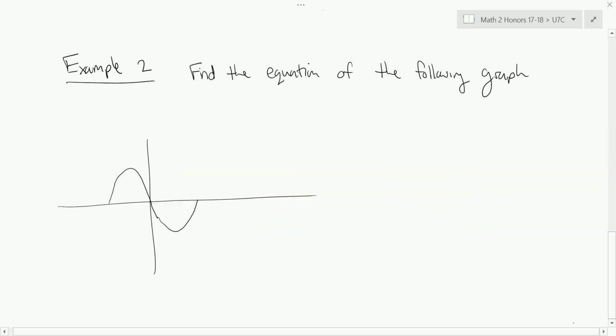Here's our second example. Again, I want you to find the equation of the following graph. Here's a piece of the graph, and I'm going to give you some numbers on the y-axis and the x-axis.